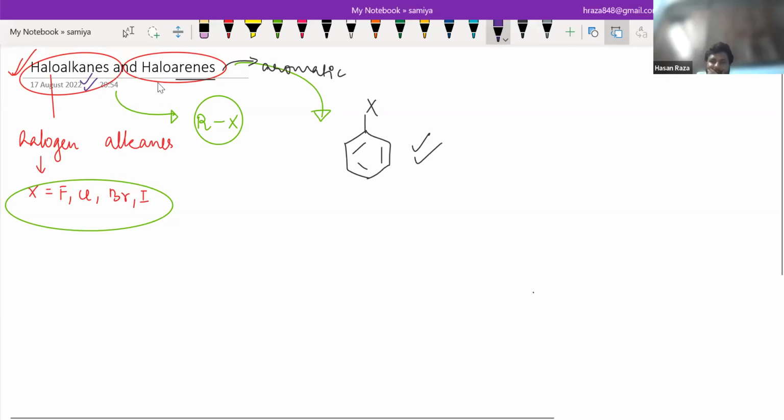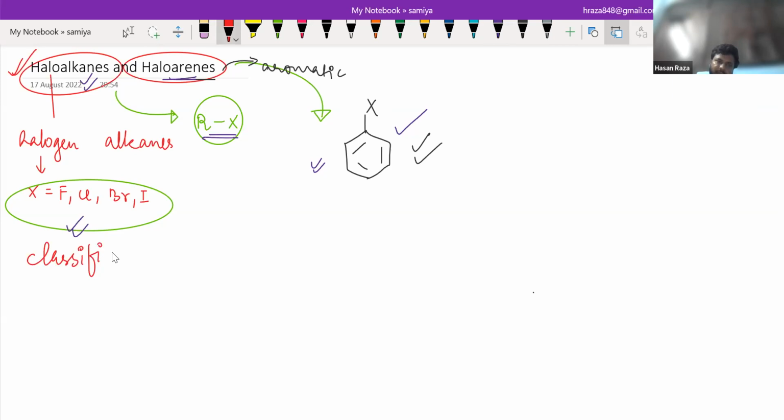So we just started haloalkanes and haloarenes. Haloalkanes, that means RX, halo means halogen, alkane is hydrocarbon, and the next is haloarenes. Arenes is basically aromatic, and in this syllabus, arenes we will take as benzene. Benzene is also an aromatic compound. So this is haloarene and this is haloalkane. So first of all, we are going to the classification.